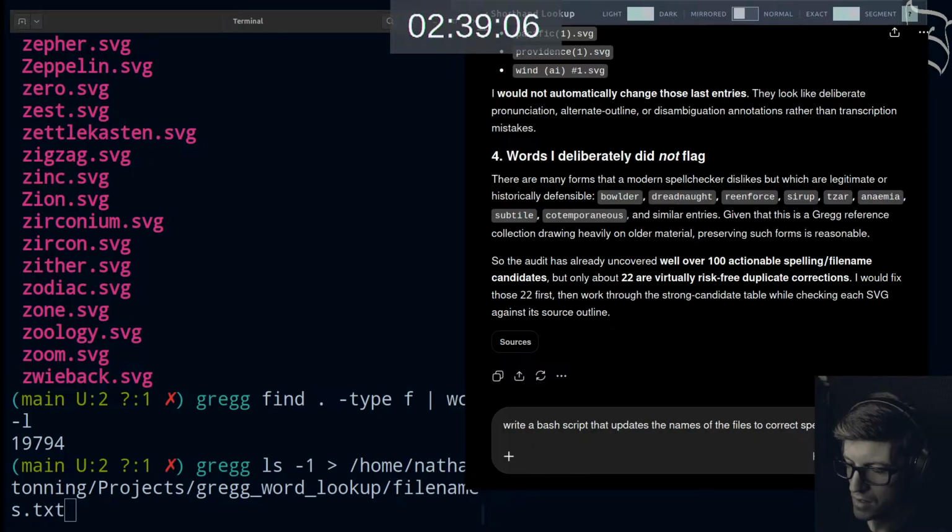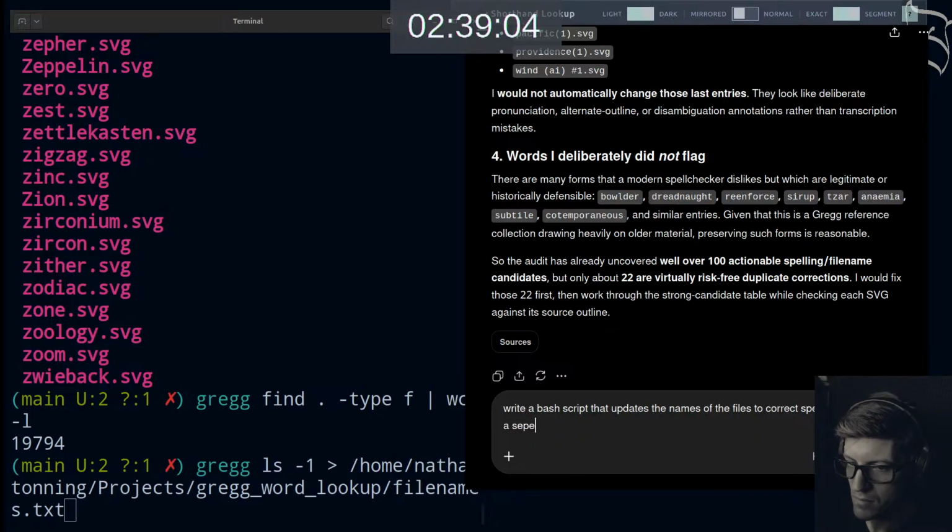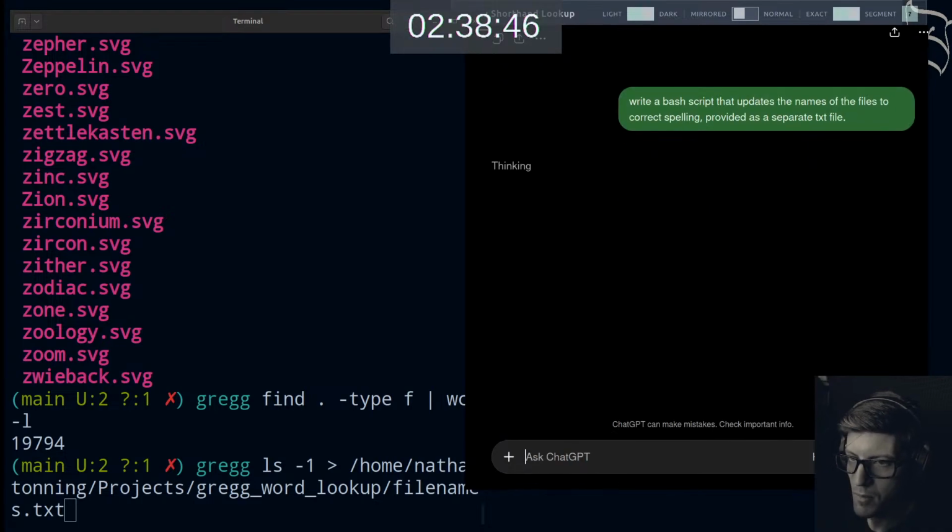Provided as a separate text file, okay? So let's go ahead and have it generate that script.